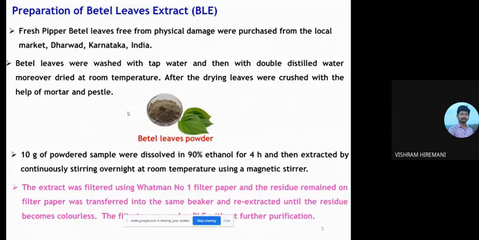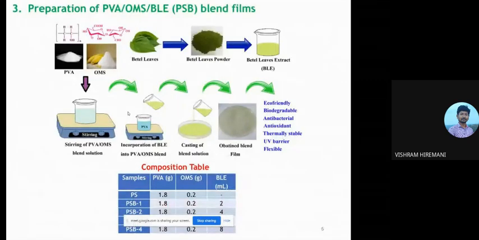And this extract was directly used as a betel leaf extract without further purification. This is the presentation of preparation of PVA oxidized maize starch and betel leaf extract blend films, in which 1.8 gram of PVA is dissolved in double distilled water on a magnetic stirrer at 90 degrees Celsius. Separately, 0.2 gram of oxidized maize starch was dissolved in hot conditions on a magnetic stirrer, and both the solutions were blended in the same beaker and stirred 2 hours for homogeneous blending.